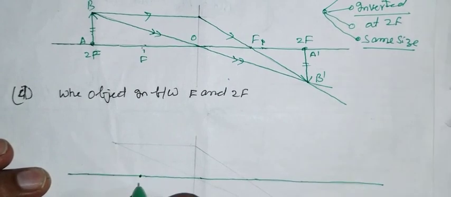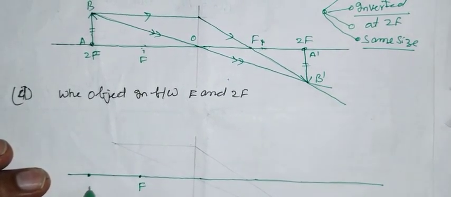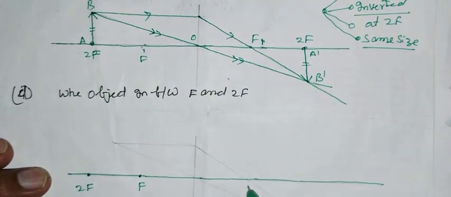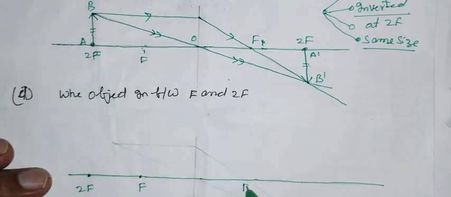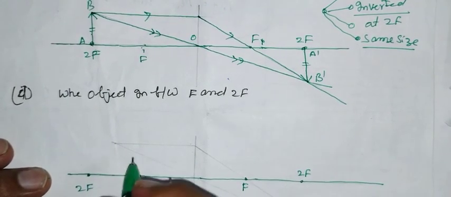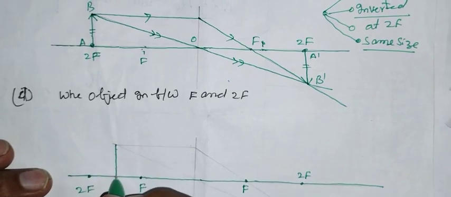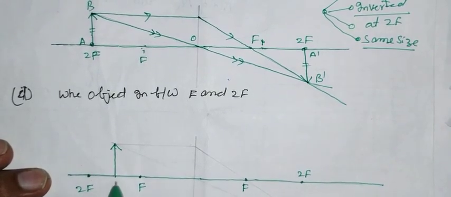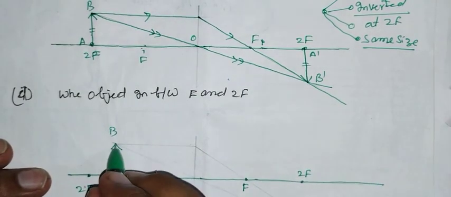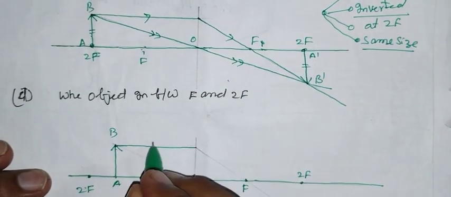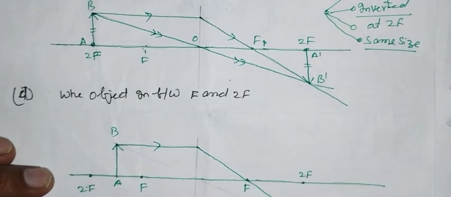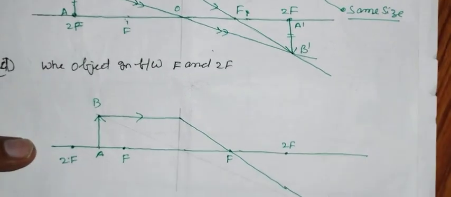Let this point be f and this is 2f. The object is AB, in between f and 2f. Let us see the image. First ray, always take parallel to the principal axis, always passes through focus.